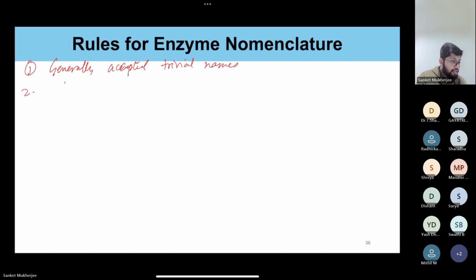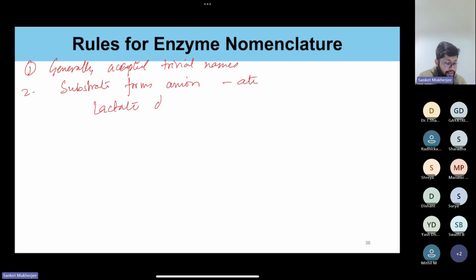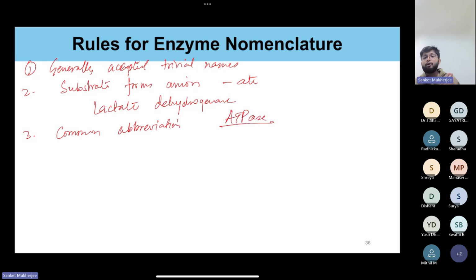If the substrate forms an ion, basically, for example, acid, then it should end with an ate. For example, there is lactate dehydrogenase, not lactic dehydrogenase or lactic acid dehydrogenase. Common abbreviations can be used, but you cannot form new abbreviations. For example, ATPases, we all know what ATP is. ATPase is very well known, but you cannot form new abbreviations.